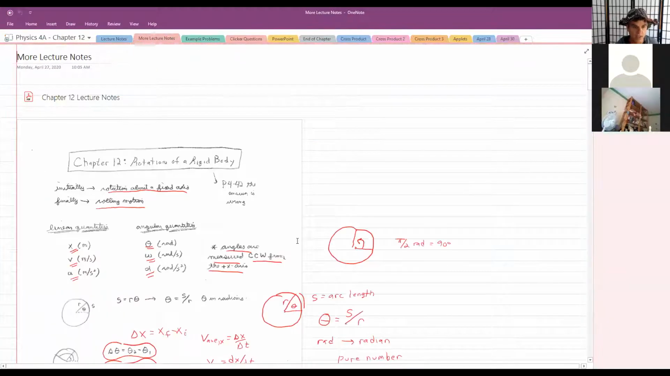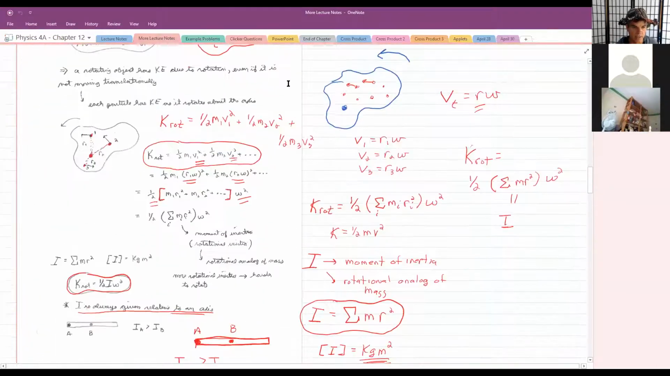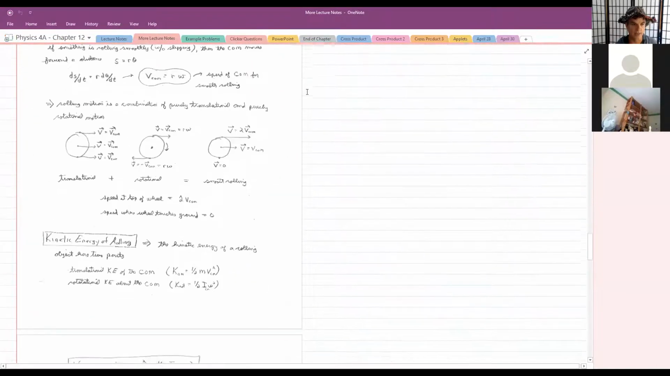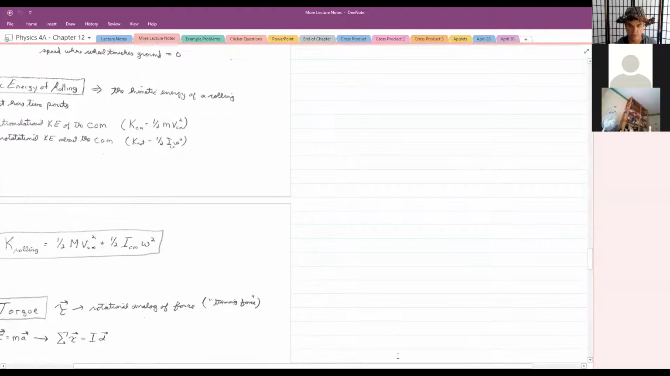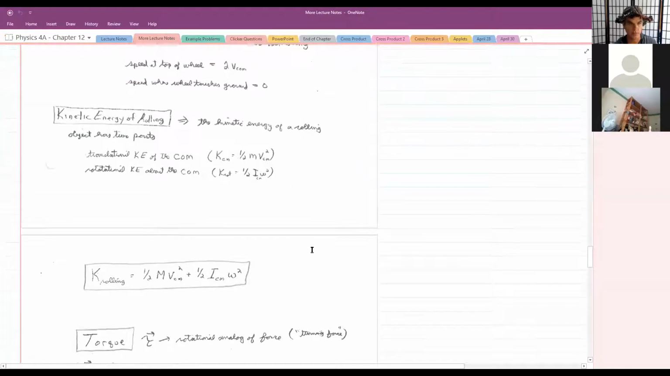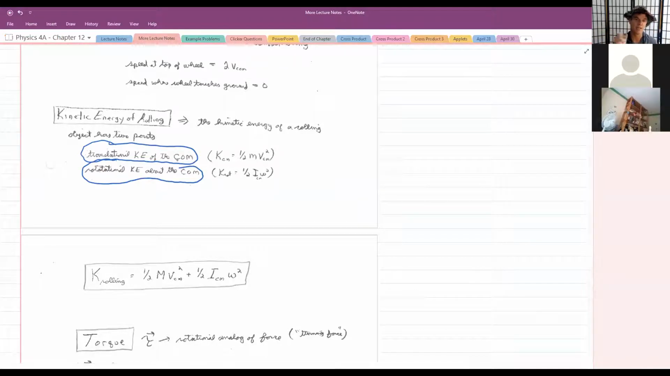So the last thing then for this part is looking at kinetic energy of rolling. As I was just saying, I can consider rolling motion to be two different kinds of motion. I can look at just the center of mass moving, and just the object rotating about the center of mass. A rolling object has both forms of kinetic energy.